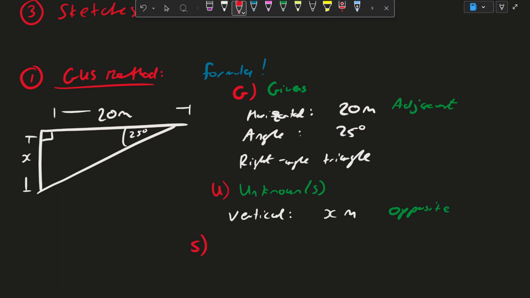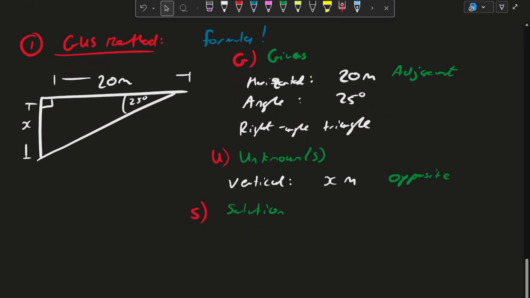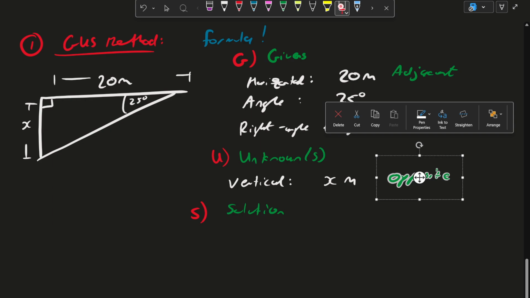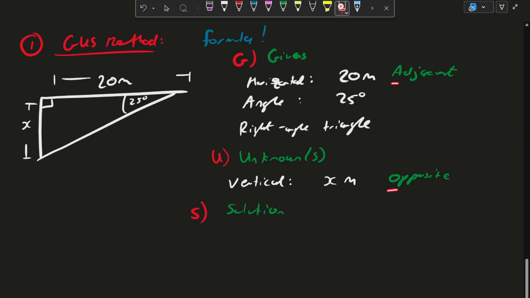So finally, S stands for our solution. So what we have to do is find a formula, either think of one or find one in the log tables, which links our givens and our unknowns in a nice formula. So in the case of this, because we have an opposite and an adjacent, the hypotenuse doesn't matter. So for Junior Cert knowledge, we note that that's going to be the tan of the angle.